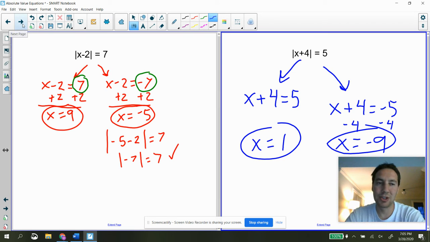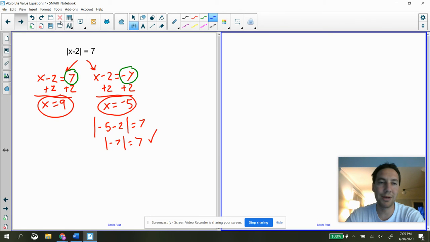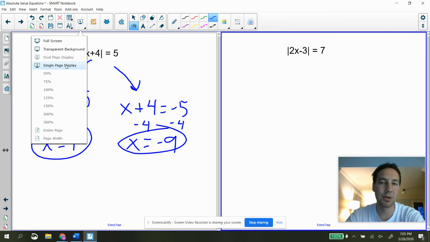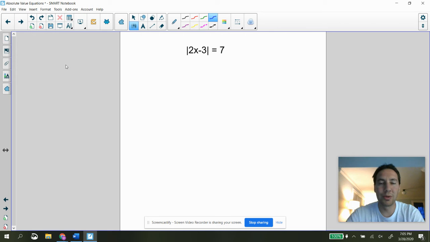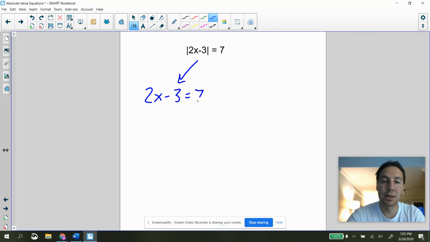All right. Two more things that can happen. One, I'll go back to single page view here. One is, this looks scary. What would make the absolute value of 2x minus 3 equal to 7? Well, let's do the same thing we've been doing. Let's take our positive case, but also that part inside the absolute value could equal -7.